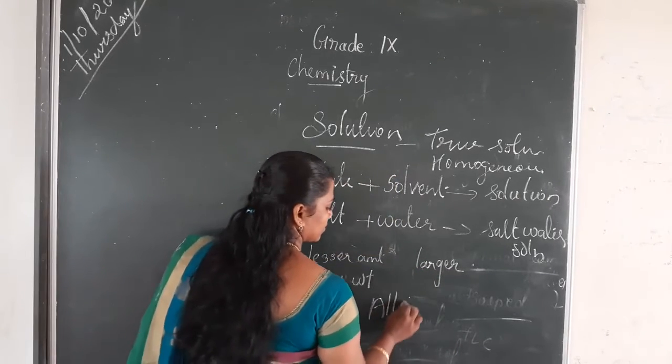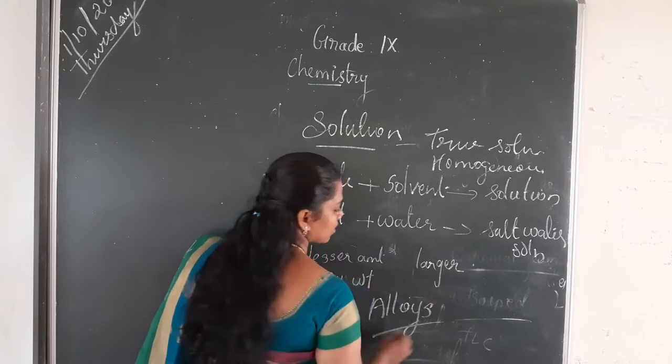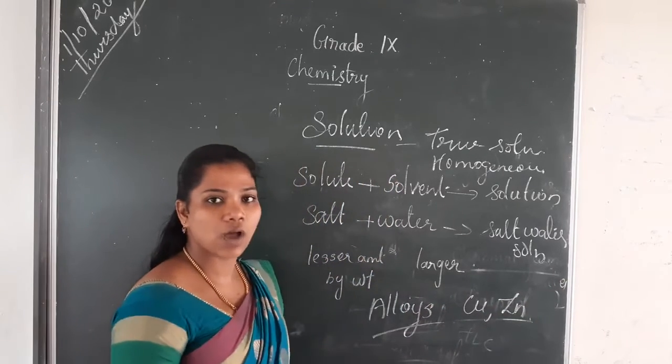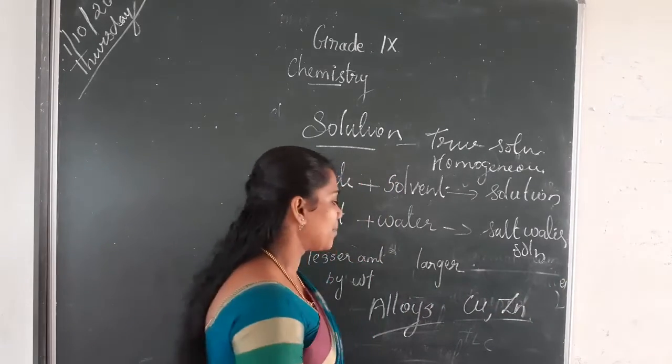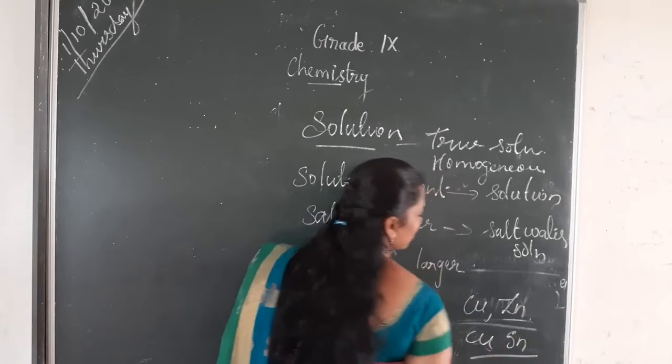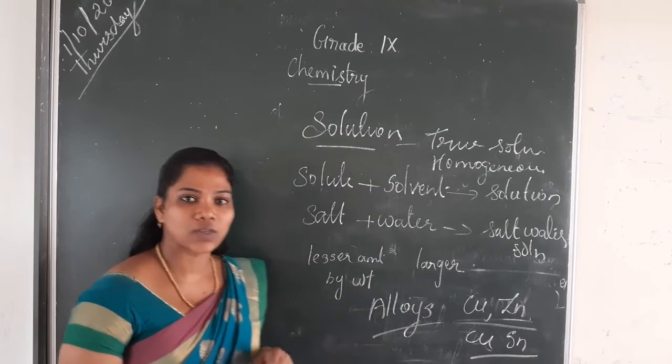Alloys: copper and zinc. For example, we have two alloys. One is copper with zinc and the next one is copper with tin. Brass and bronze, two alloys.